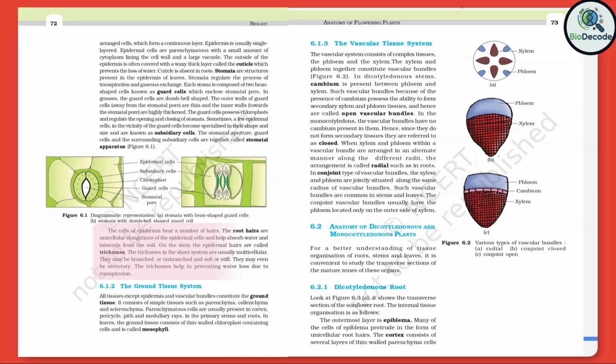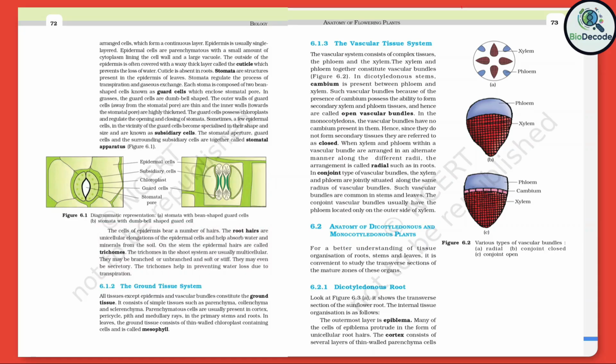The cells of the epidermis bear a number of hairs. The root hairs are unicellular elongations of the epidermal cells and help in absorbing water and minerals from the soil. On the stem, the epidermal hairs are called trichomes. Trichomes in the shoot system are usually multicellular. They may be branched or unbranched, and either soft or stiff. Some trichomes are even secretory. Trichomes help in preventing water loss due to transpiration.